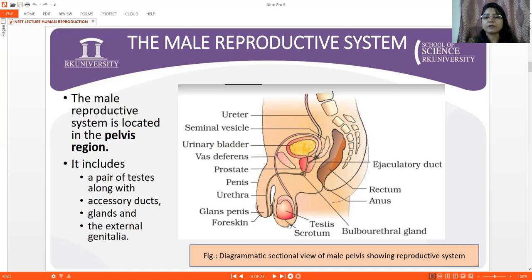This sac-like structure is called the scrotum, and within this scrotum lie the testes. The most important part here is that this scrotum lies outside the body. The reason is that the temperature required to make the testis functional is 2 degrees less than the normal body temperature.